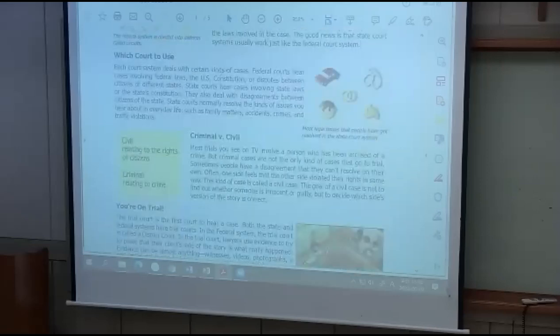Which court to use? Each court system deals with certain kinds of cases. Federal courts hear cases involving federal laws, the U.S. Constitution, or disputes between citizens of different states. State courts hear cases involving state laws or the state's constitution. They also deal with disagreements between citizens of the state. State courts normally resolve the kinds of issues you hear about in everyday life, such as family matters like divorce, accidents, crimes, and traffic violations.